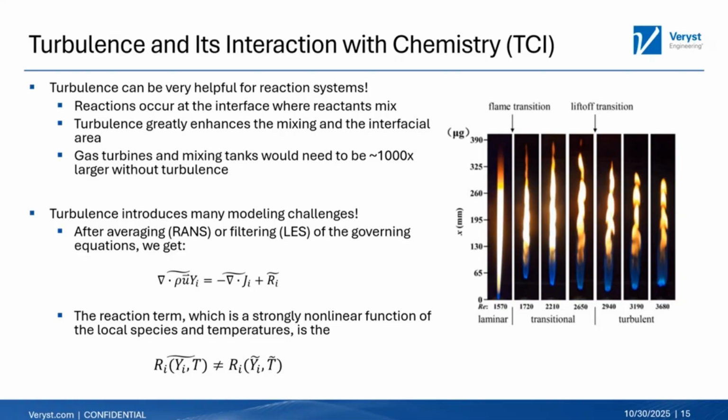And unfortunately, it is not equivalent to taking the reaction term of the mean or filtered quantities. So we cannot simply do an averaging procedure on that reaction term itself. That ignores many of the details of what we call turbulence chemistry interaction. And we'll show a test case later in our slides here that makes evident why we have to use more sophisticated modeling approaches to capture the effect of turbulence on the reaction term and the reaction conversion rate in our simulations.